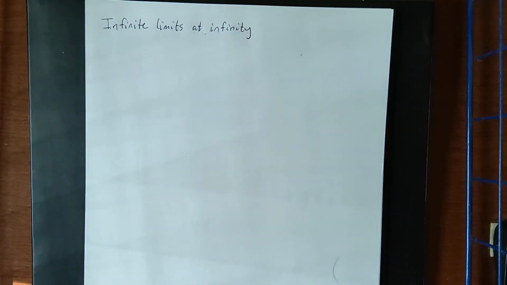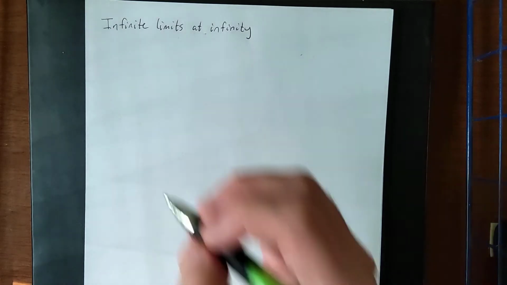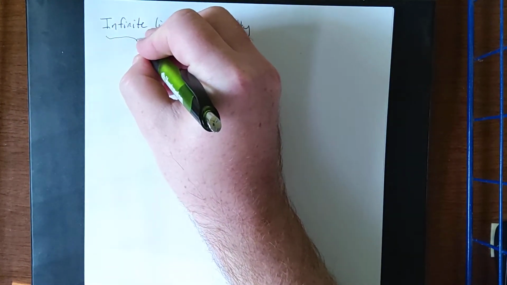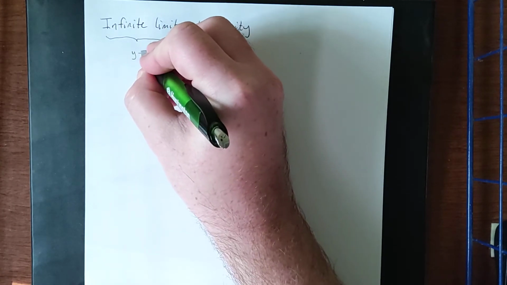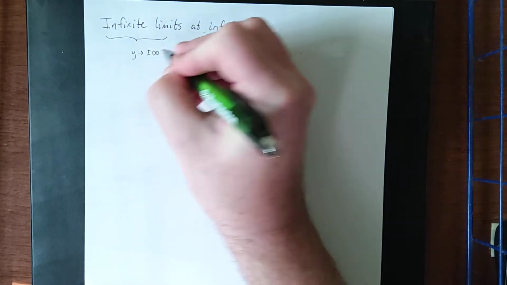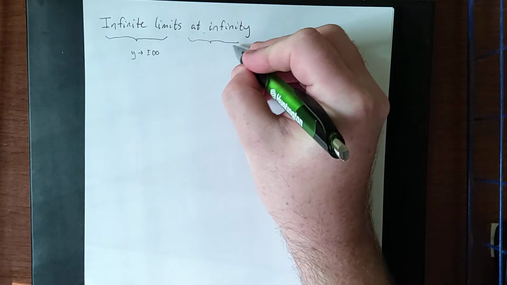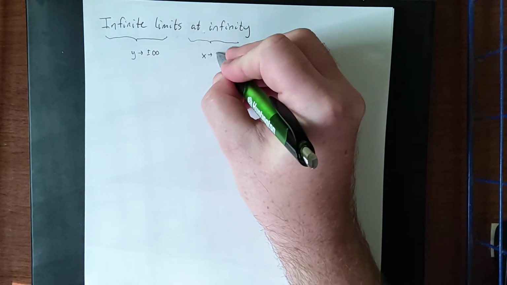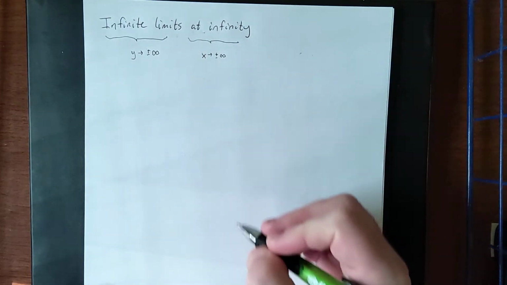Next up, I wanted to discuss the concept of infinite limits at infinity. Now, we've already covered what it means to have an infinite limit. It means that y is either approaching plus or minus infinity. And when we say at infinity, we're saying that x is approaching plus or minus infinity.